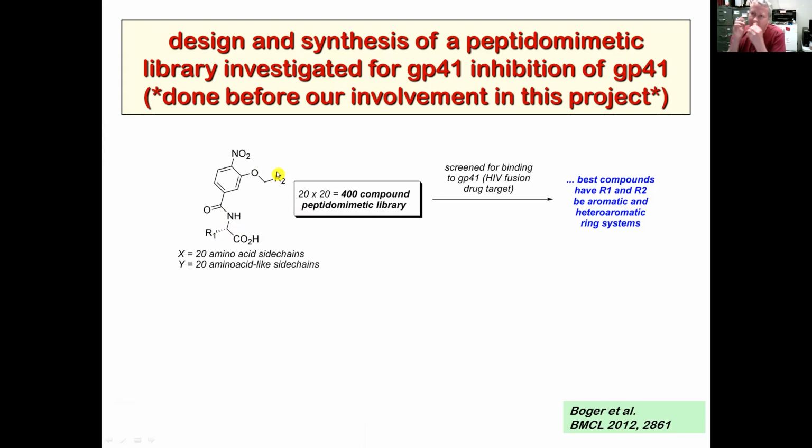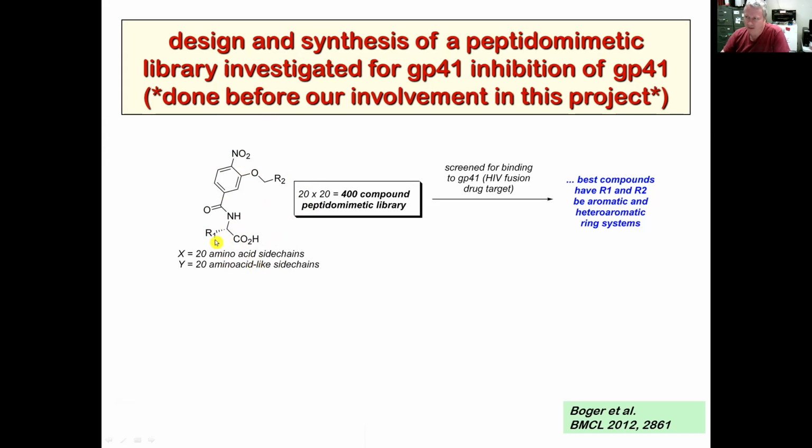So this is what we call a peptidomimetic, right? It mimics the structure of a peptide. You don't want to be exactly like a peptide because it may be degraded by proteases and things like that. So a peptidomimetic, if this is able to bind, then it can actually be a beneficial drug scaffold, right?